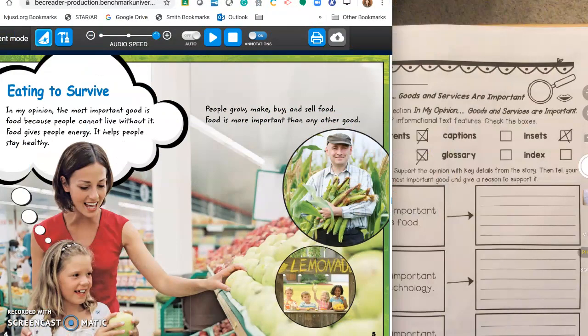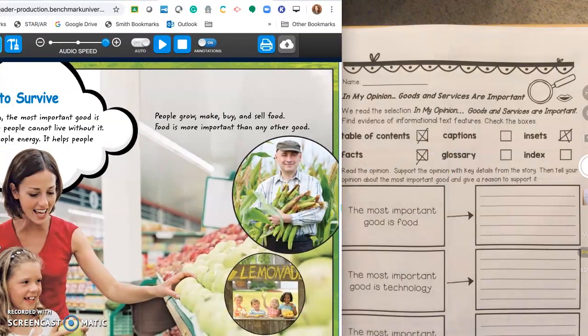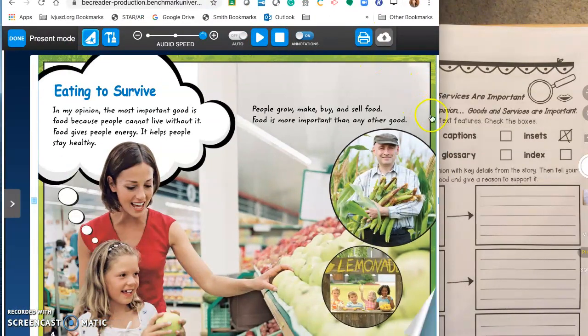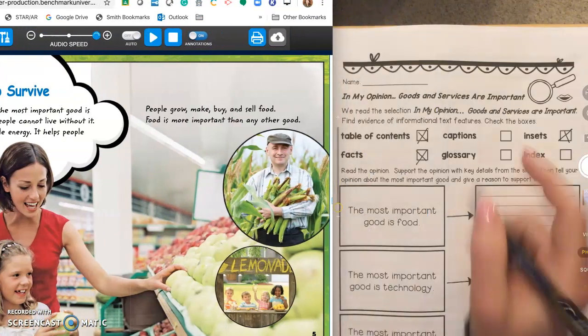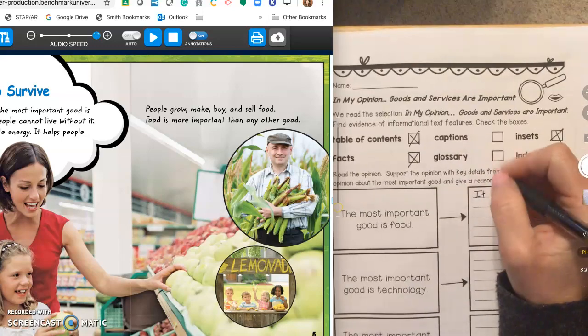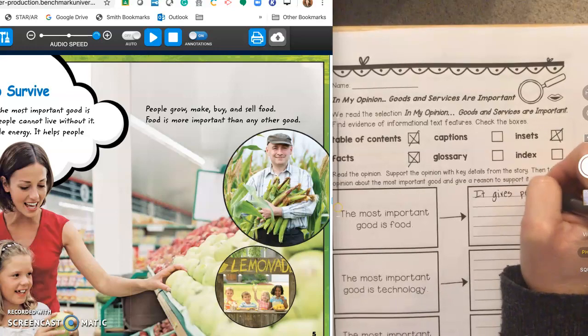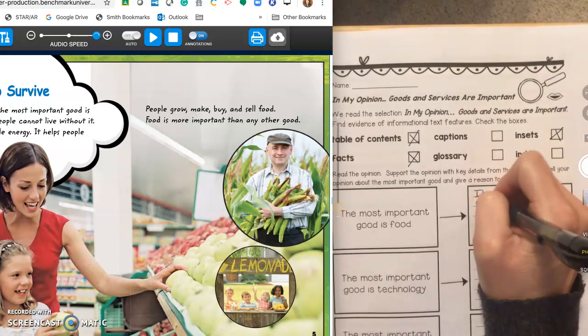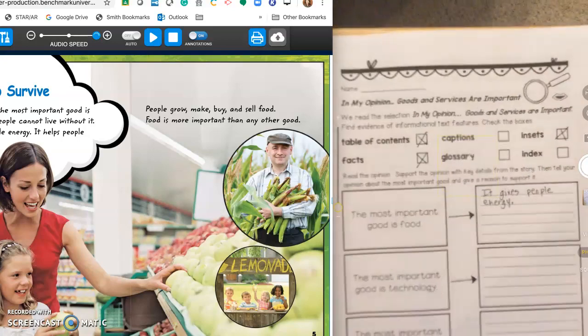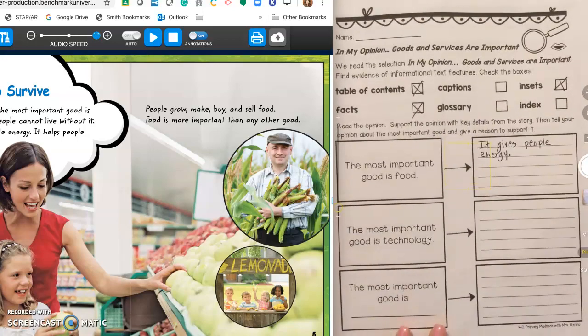So now I'm going to go back to my sheet. The most important good is food, and I'm looking for evidence here. It said in the text, people cannot live without it. It gives people energy and helps people stay healthy. So I'm going to write one of those reasons on my sheet. It gives people energy. Okay, there were other reasons in the text. I just want you to write one.